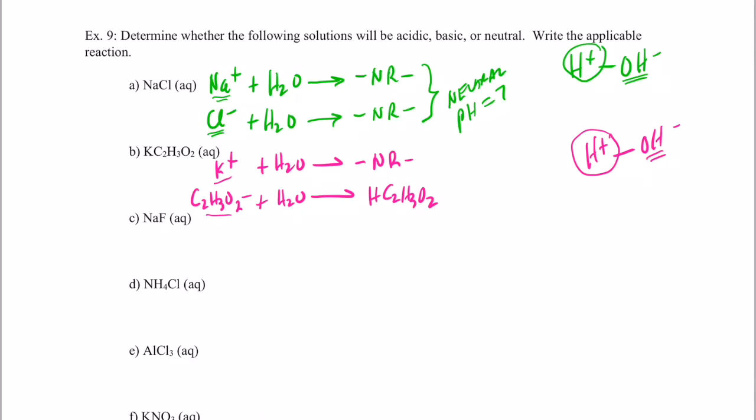HC2H3O2 is not one of your strong acids, so it's weak. So that means it exists as a molecule in water. Well, if I pull that H plus away from my water molecule, don't I have hydroxides all alone now? I do. So this solution would be basic and the pH would be greater than 7.